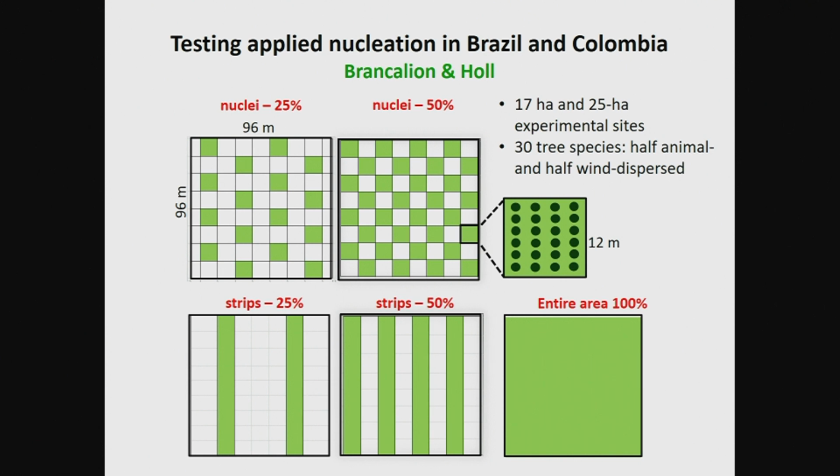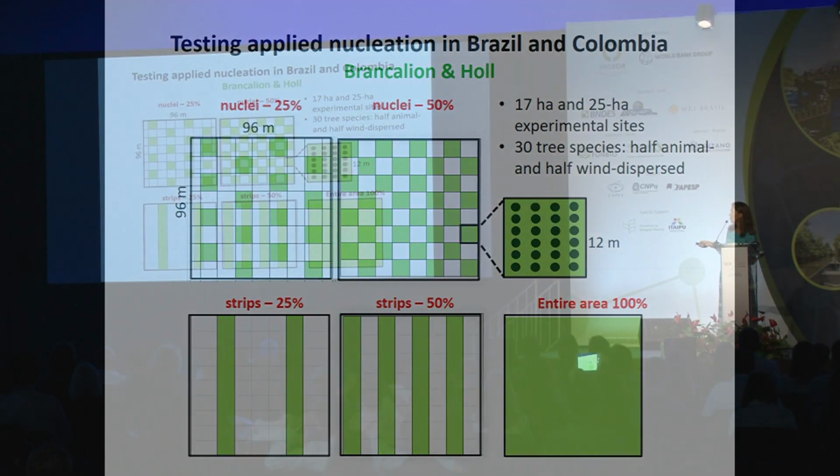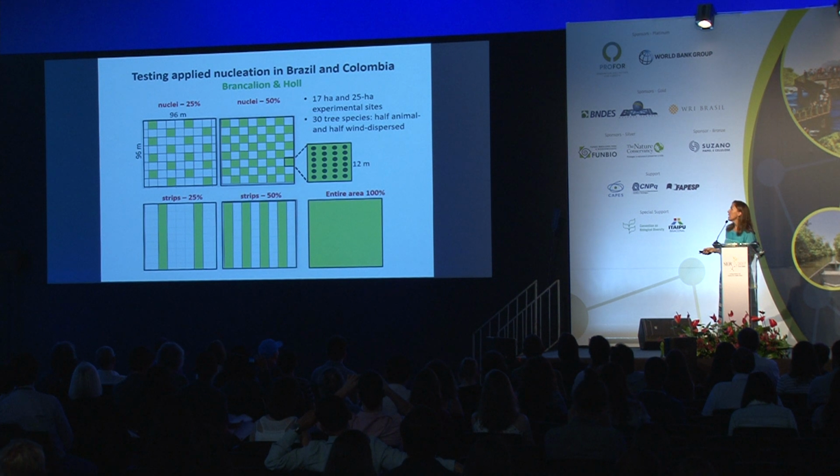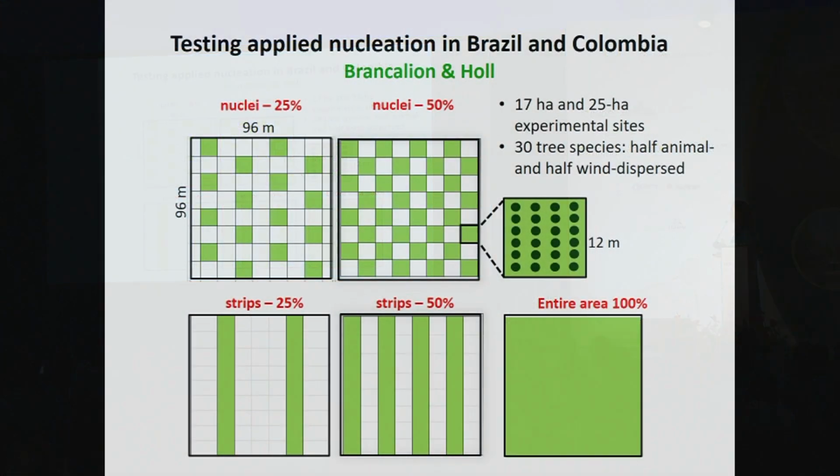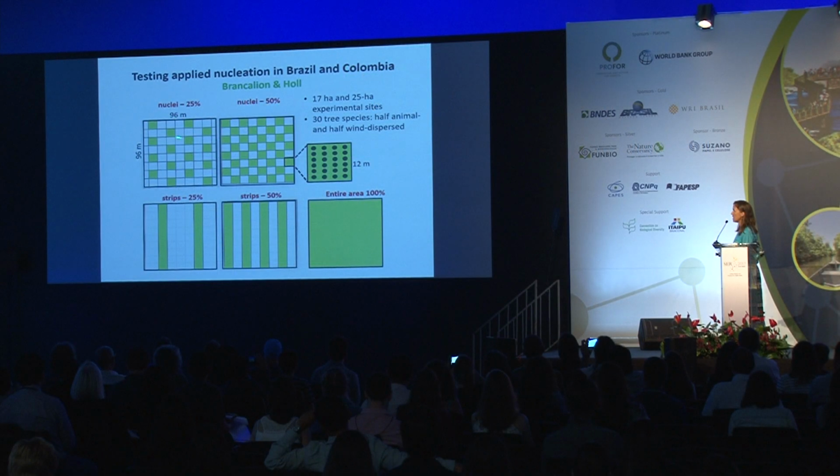My collaborator, Zach, now has a study in Colombia, and I was actually here early before the conference because I'm collaborating with Pedro Brancaleon at the University of Sao Paulo, and he just set up a big study around Piracicaba looking at nucleation. And what we're doing there is that he has two sites, 17 hectares and 25 hectares, with pretty large plots. At the one site, they're 1 hectare plots, and at the other site, they're half-hectare plots. And what we're looking at is the planted area is in green, using tree nuclei or islands in 25% of the area, also in 50% of the area.